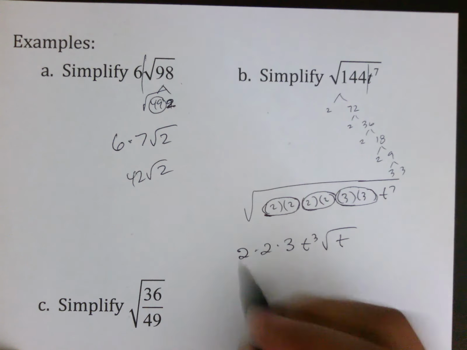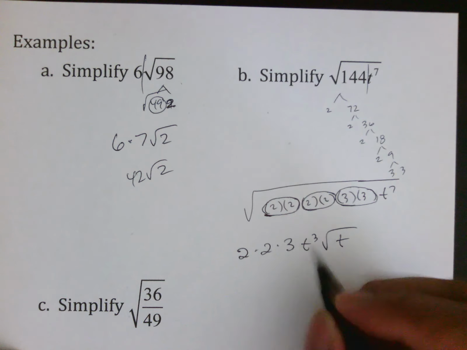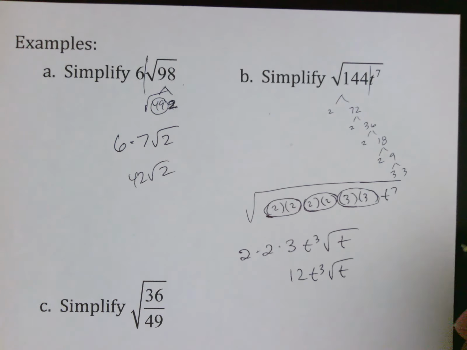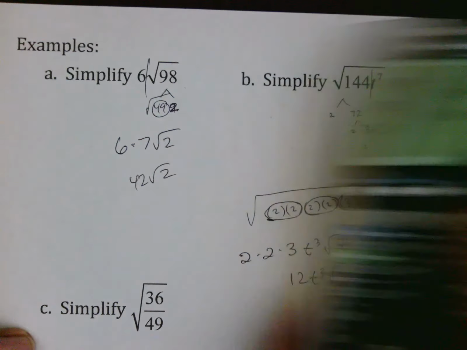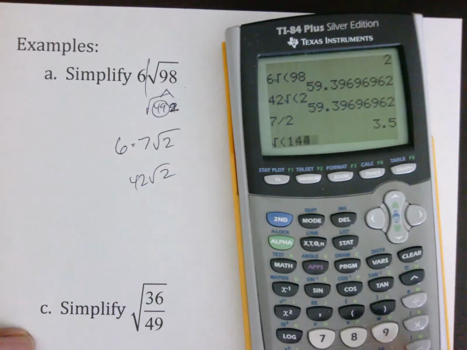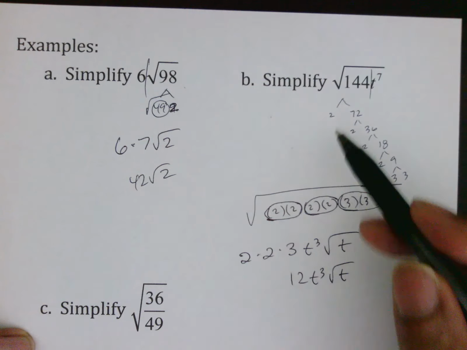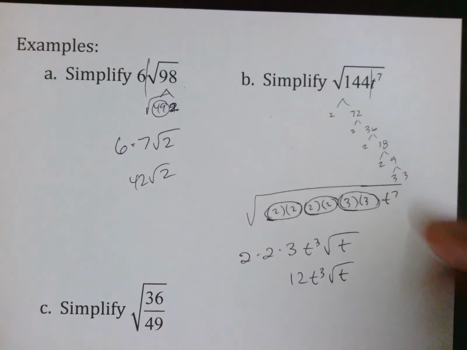And now you need to break this down. 2 times 2 is 4. 4 times 3 is 12. t to the 3rd root t. That's it. And again, if you want to check it, do the square root of 144, and notice that your answer is 12, which is exactly what we have. So the number is treated differently than the variable, but you just have to make sure you know how to do both.